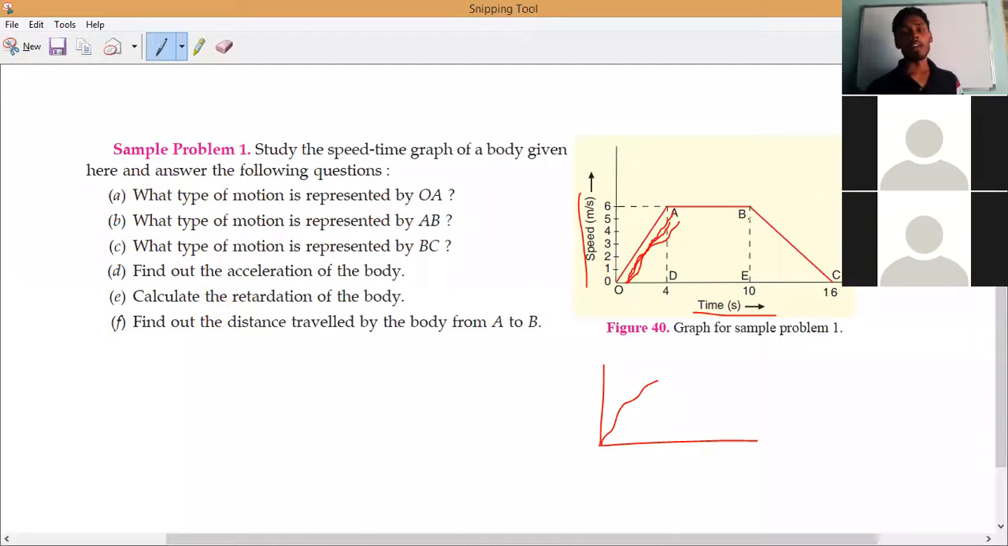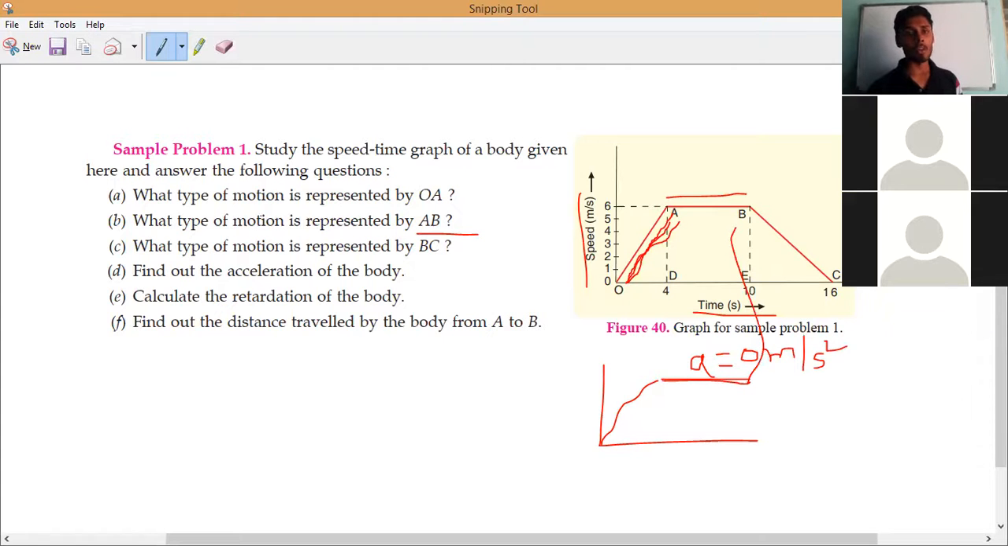Now, if you observe, what type of motion is represented by AB? AB, if you observe, I have taught you speed and time. When it is going constantly, then what can we say? It is constant speed. Means in the sense of acceleration is what? Acceleration is equal to 0 meter per second square. Because it is constant speed or uniform speed, here acceleration is 0.